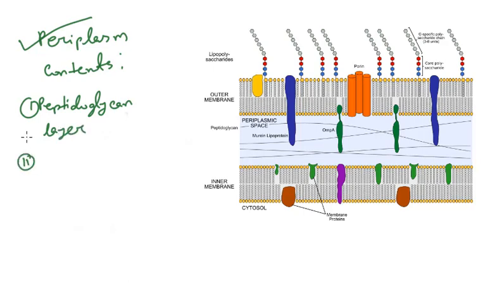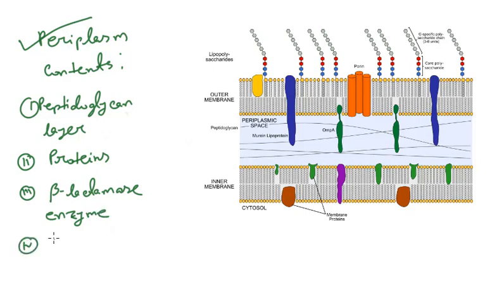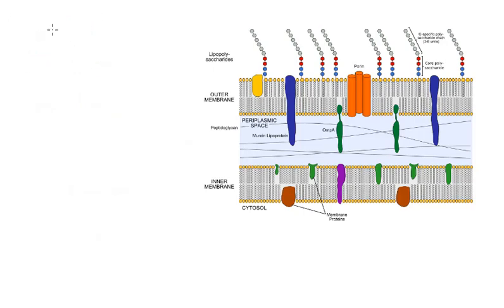First of all, as we can see, there is a very tiny little sheet of peptidoglycan layer present in the periplasm. Then there are some proteins, and third there is the beta lactamase enzyme, which breaks down the beta lactam antibiotics, an example of which is penicillin. And lastly there are some hydrolytic enzymes like alkaline phosphatase and 5' nucleotidase present in this periplasmic space. And as we see, there are no teichoic acids.